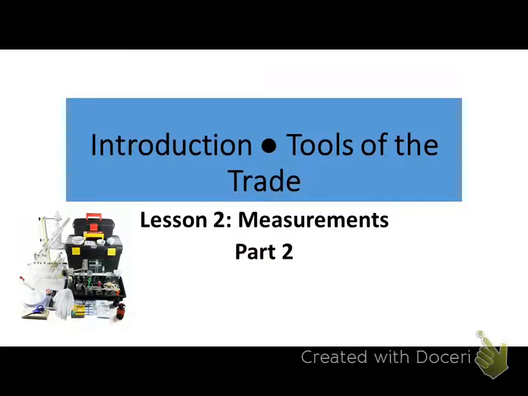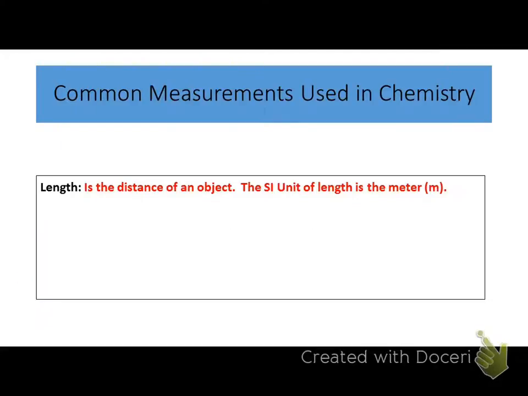Alright, let's go ahead and get started with Lesson 2, Measurements Part 2. This is just a continuation of Lesson 2, Part 1, okay? Alright, so let's first look at the definition of length in general. Just simple definition. Length is the distance of an object. The SI unit of length is the meter, as we talked about in Part 1.